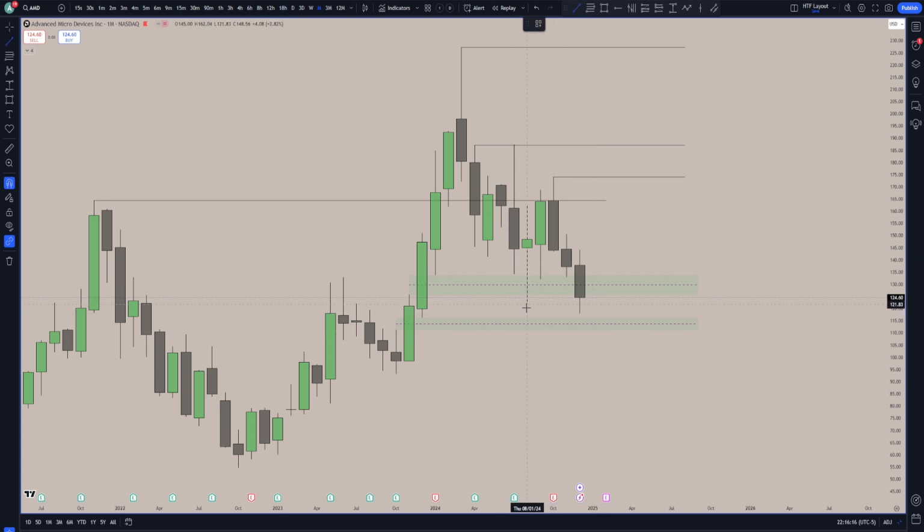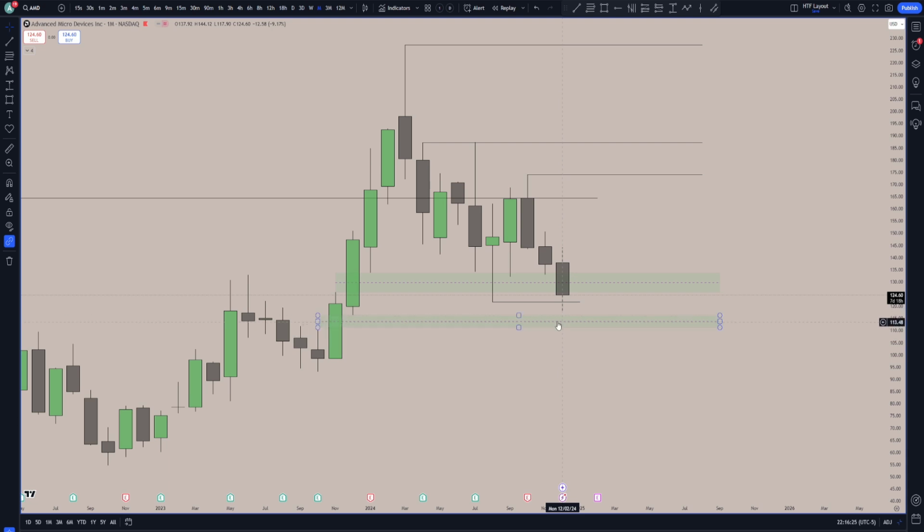We also took sell side liquidity here. We took a low out, we reacted. Now I'm looking for this monthly candle to close above. Now take a look at this here. This is our monthly fair value gap.